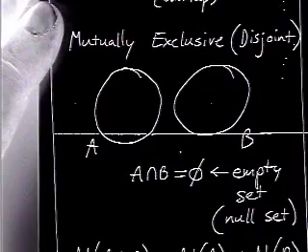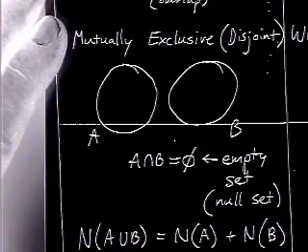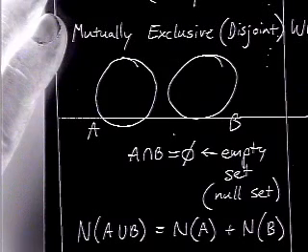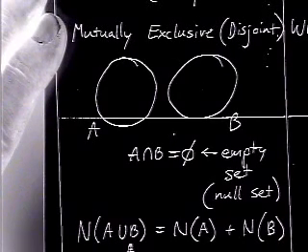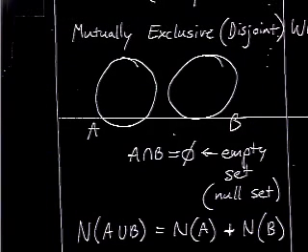In this case, if you want to find the number of items which are in A or B, in A union B, you simply add the number of items that are in event A plus the number of items that are in event B, and that is the number of items in the union. Well, it makes sense because there's no overlapping.